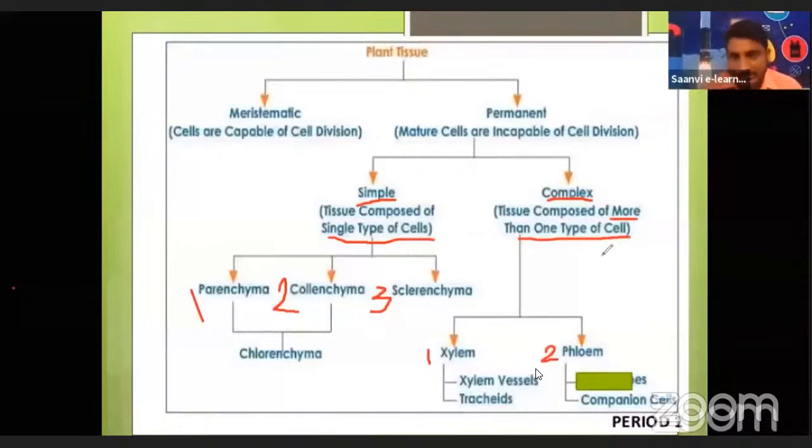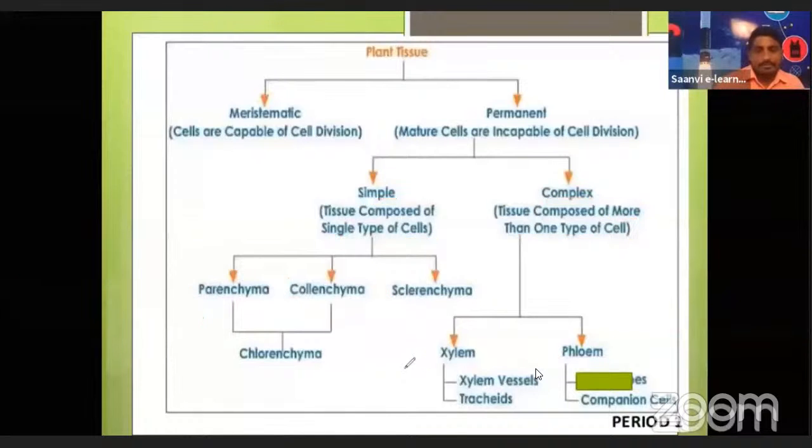See here, xylem. In xylem, you can see the xylem vessels and tracheids. In phloem, we can observe sieve tubes and companion cells. Please look at your screen and please stay online.